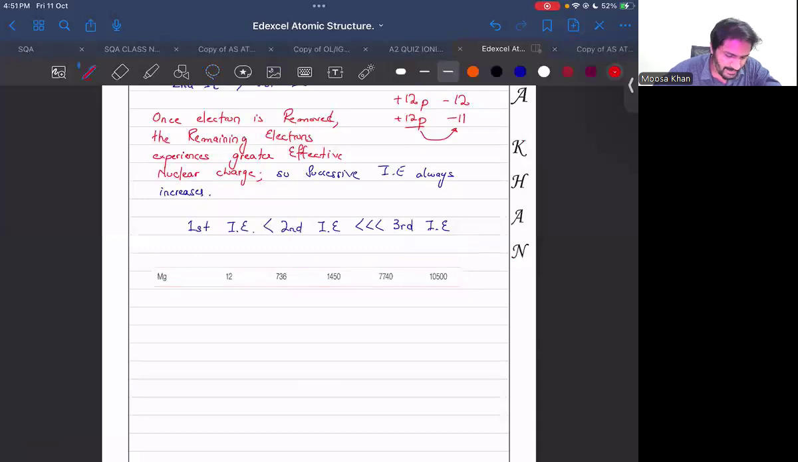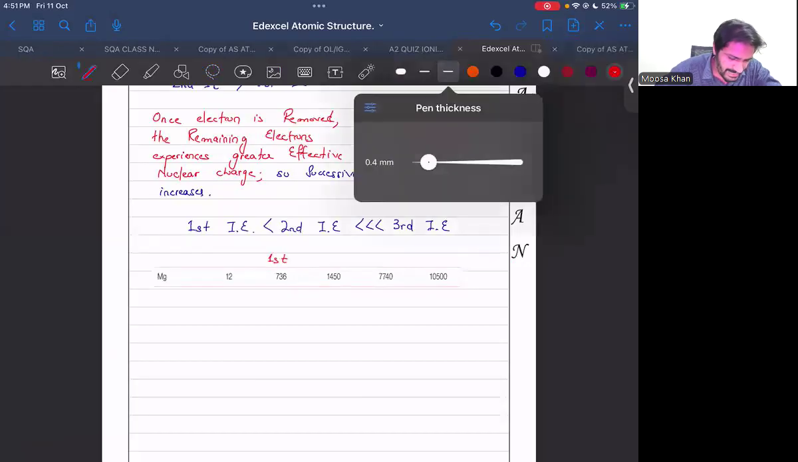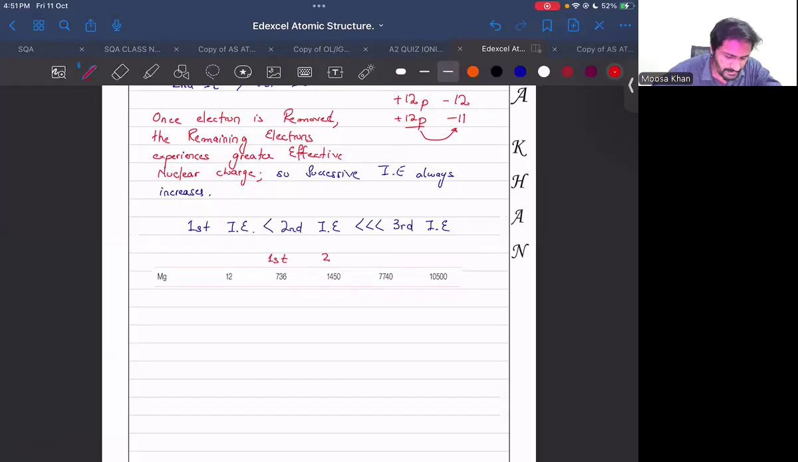If you see for the magnesium atom, the first ionization energy has a value of 736 kilojoules per mole. But as you see, the second ionization energy is greater than the first ionization energy. But the increase in between second and first ionization energy is 714 kilojoules per mole. But if you see the increment between third and fourth ionization energy, it is very large. This is a big jump.